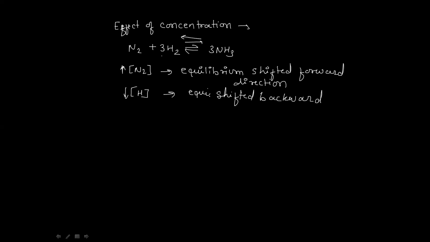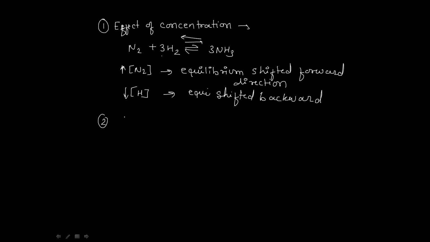So this is the effect of concentration. In this way the equilibrium shifts from one direction to another. Forward means reactant and backward means product. If you increase something in the reactant, it will change the product's concentration. So it will change the equilibrium, and the equilibrium will shift in the forward direction. If you decrease the reactant concentration, then the equilibrium will shift in the backward direction. So that is the effect of concentration.